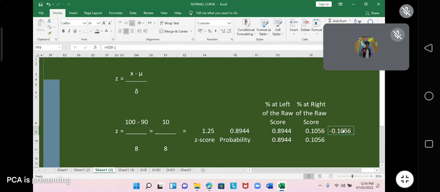Again, it's not 0.8944 minus 1, but rather it's 1, no? Probability that is 1 minus the other probability. 1 is the perfect probability, no? So we're talking about 1 probability here. It's 1 minus, that's negative. Okay, sorry, 0.8944 minus 1 gives you this one, okay?